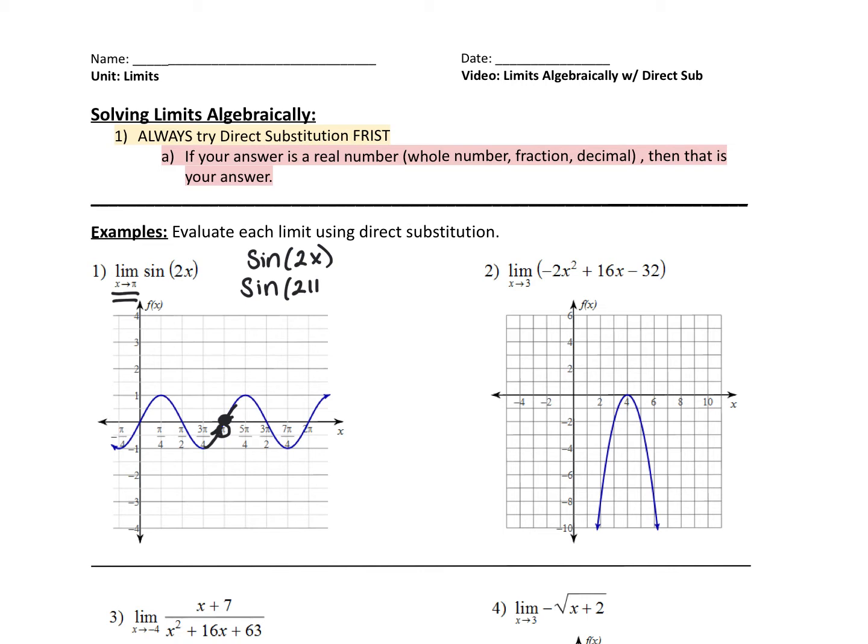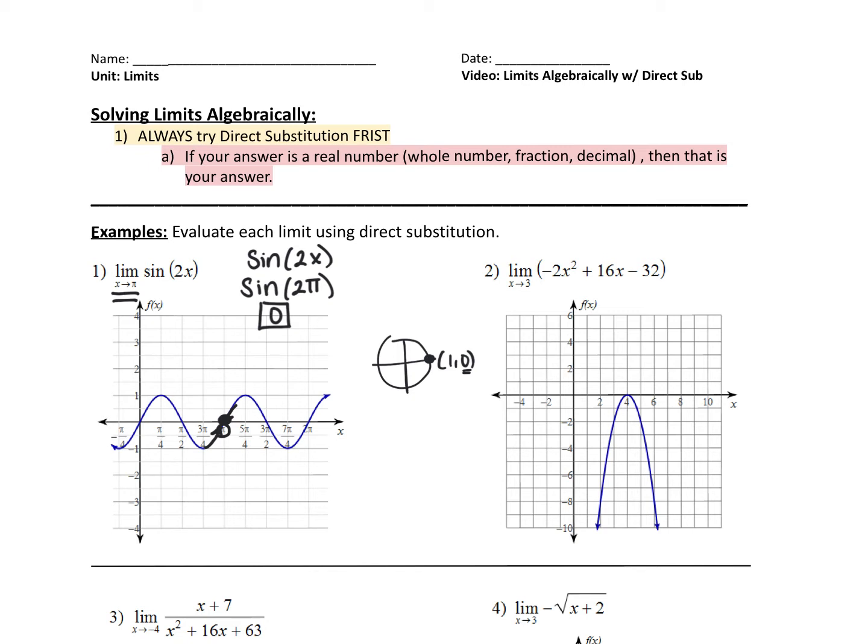So sine of 2 pi is what we need to find out. Now you should be thinking unit circle, and that 2 pi is 360 degrees. So if you have your unit circle, I care specifically about this point over here, which is the point (1, 0). And we know that sine is the y value at 360 degrees, which is in fact 0. So without the graph, we know that the limit is 0.